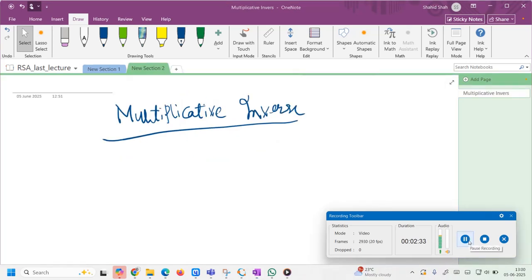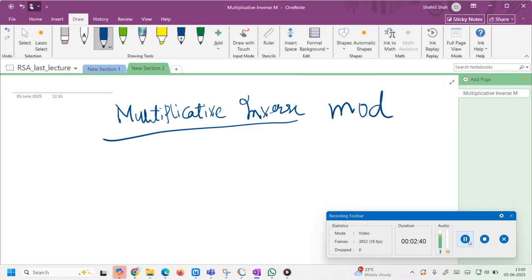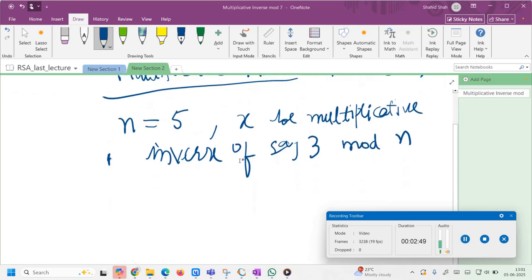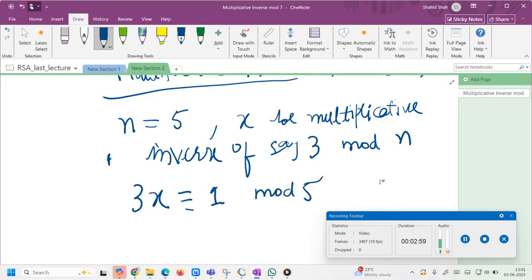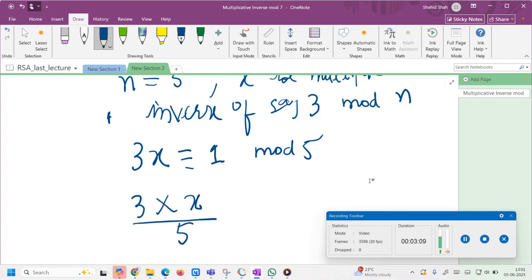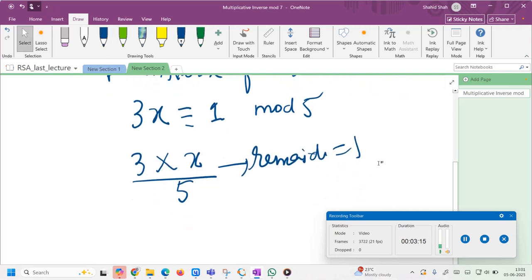Let's have a digression in between and discuss what we mean by multiplicative inverse modulo any number n. Let's take an example. Suppose we have the number 3 and we want to find its multiplicative inverse modulo 5. Let x be that number. It means 3 times x is congruent to 1 modulo 5. That is, if you multiply 3 by x and divide by 5, the remainder should be equal to 1. That is what the modulo definition means.